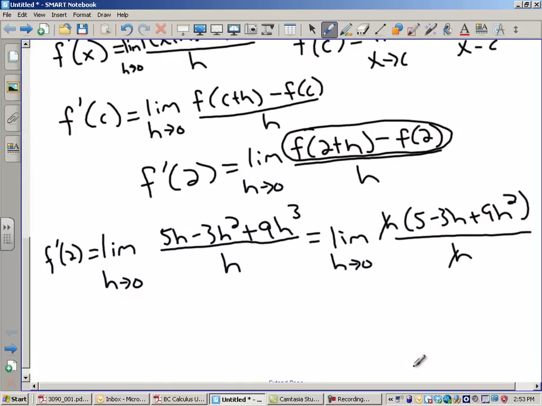my screen just went a little darker because it's running out of battery. It's trying to conserve some battery, so if you saw that, you're not crazy. So if I plug in 0 for h, I'm going to get 5. That is f prime at 2.